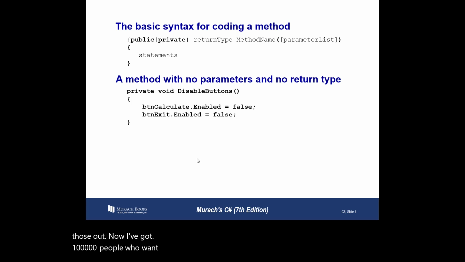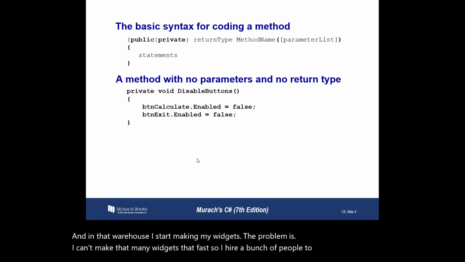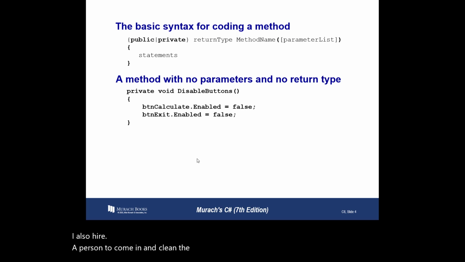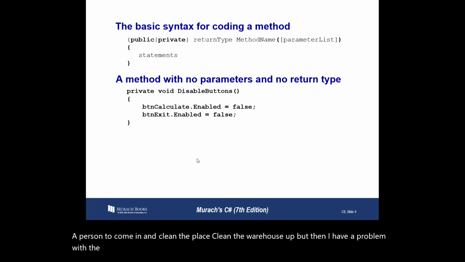So what I do is I rent a warehouse, and in that warehouse, I start making my widgets. The problem is, I can't make that many widgets that fast. So I hire a bunch of people to make widgets for me. I also hire a person to come in and clean the place, clean the warehouse up. But then I have a problem with the plumbing, so I have to hire a plumber as well.